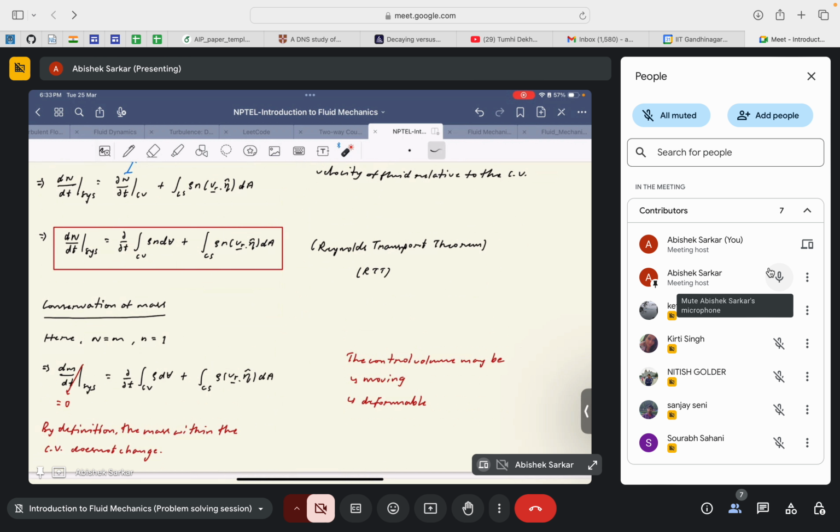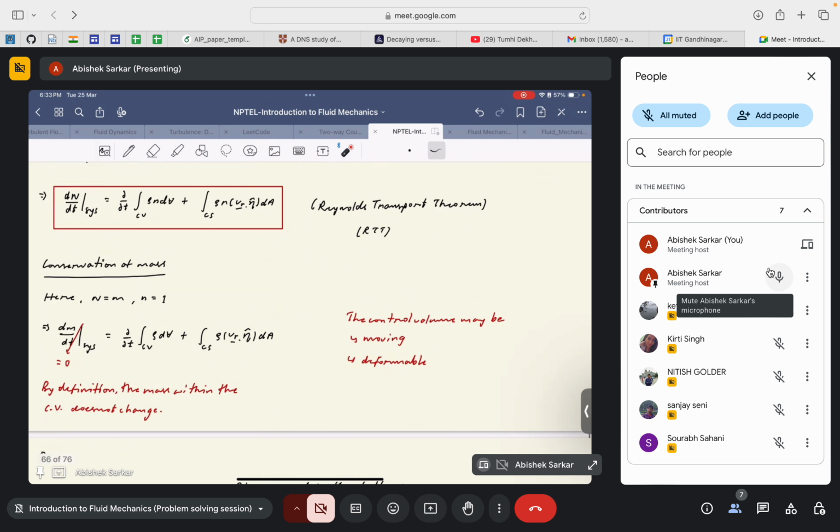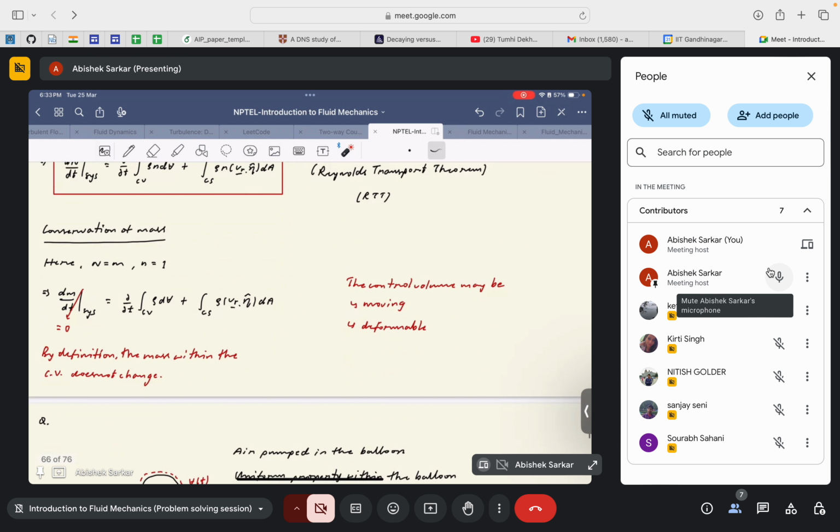So this is basically a canonical form of the governing equation. Canonical form means that it's a generic equation. If you substitute a value in the equation, you will get the respective conservation principle for the particular property. If you replace capital N with mass, you will get the conservation principle for mass. Then small n would be capital N by m, that is m by m, equal to 1. So in this equation just replace capital N by m and small n by 1, and we will get the mass conservation equation in the integral form.